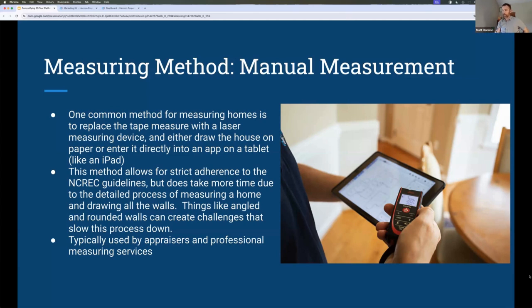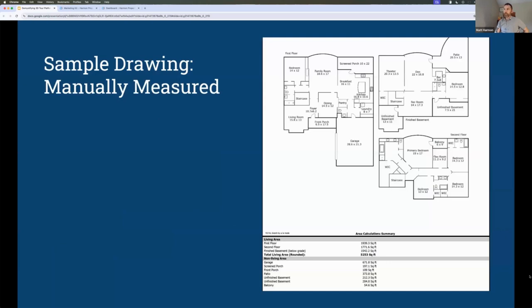That picture there is a picture of me holding my laser device and iPad, kind of showing what it looks like. This is what that can look like. This is a detailed floor plan that someone drew. And the giveaway that someone manually measured a house is a table that looks like this. As we talk about this, I know you're going to be wondering, well, how do we know if it was scanned or measured? There is not one single thing I can tell you, but this is your biggest giveaway, or one of the biggest.